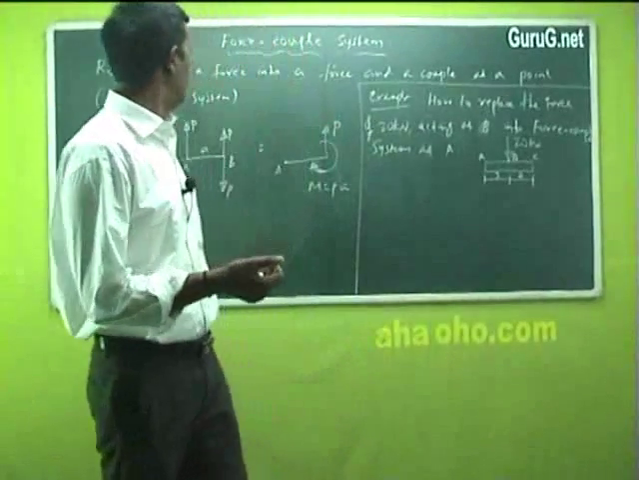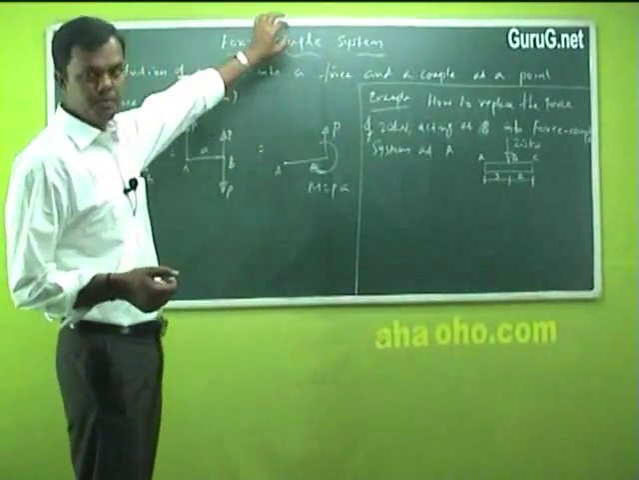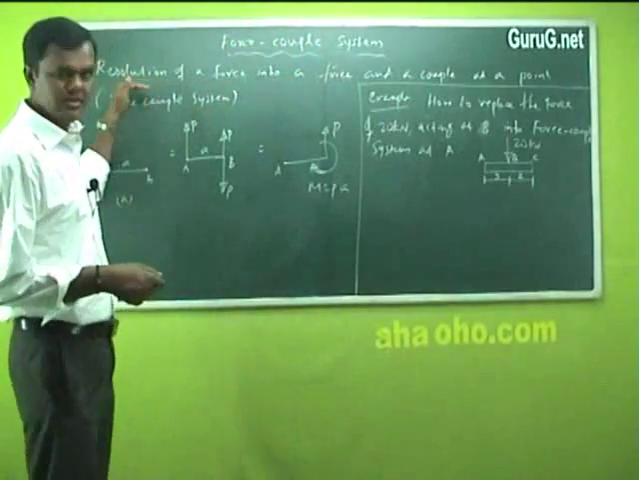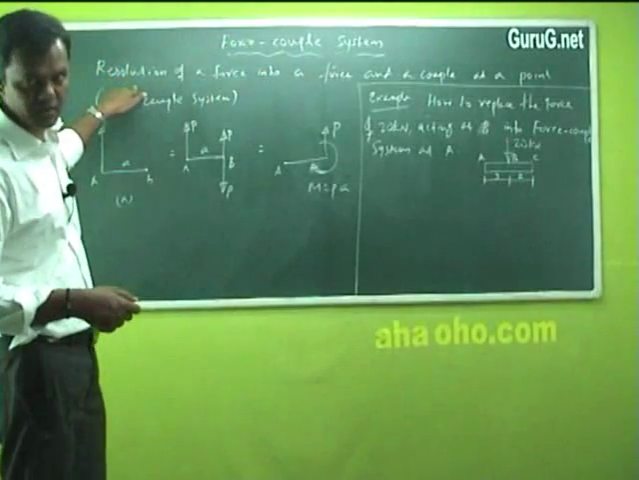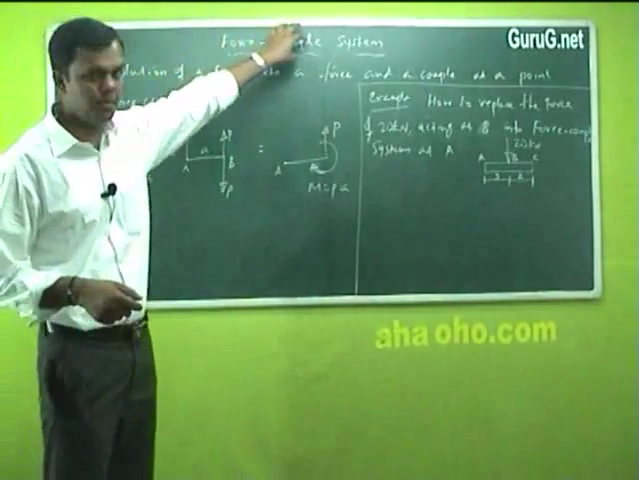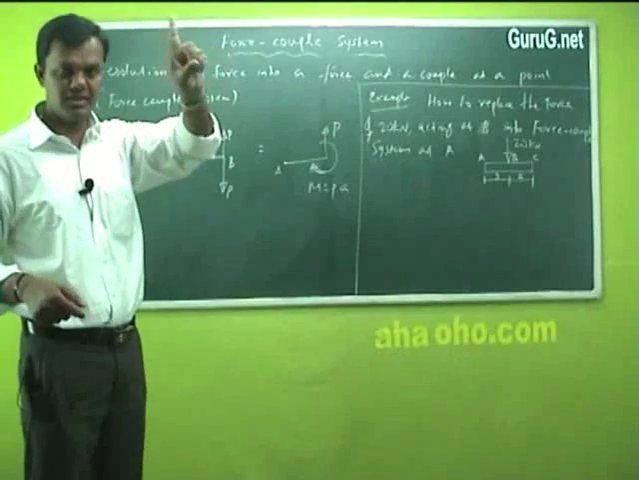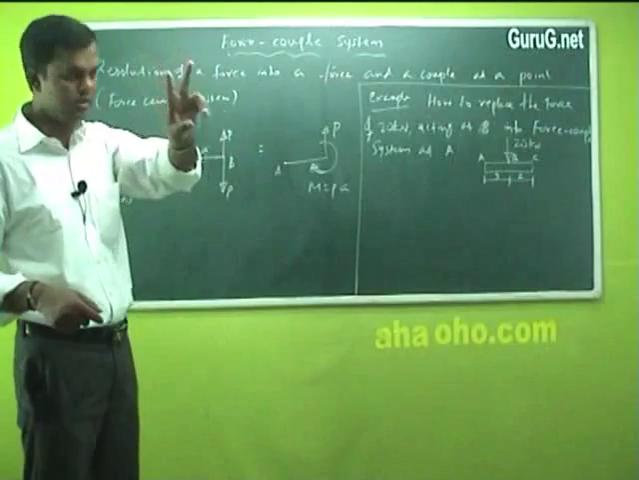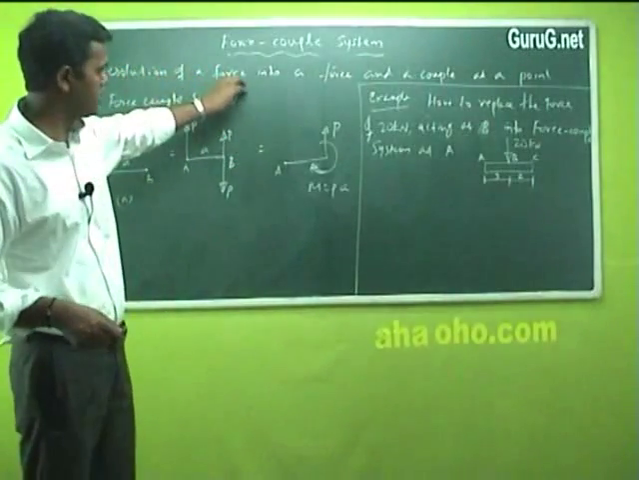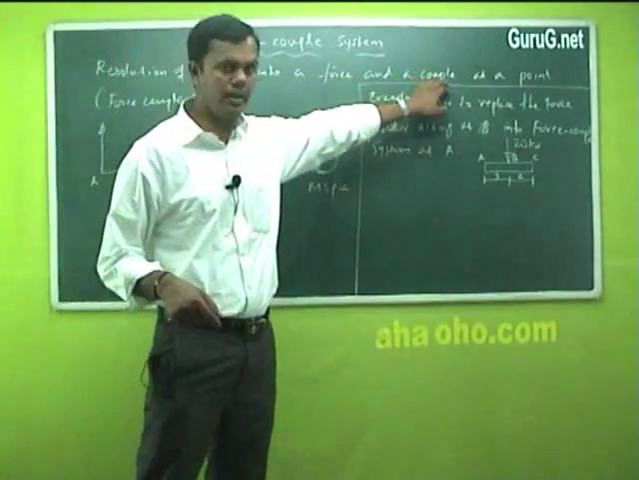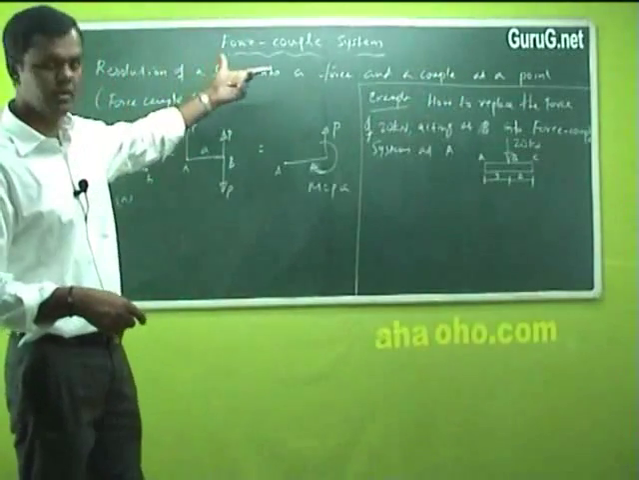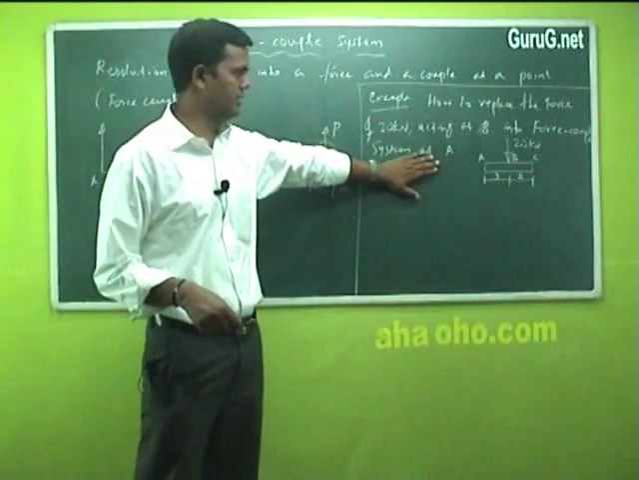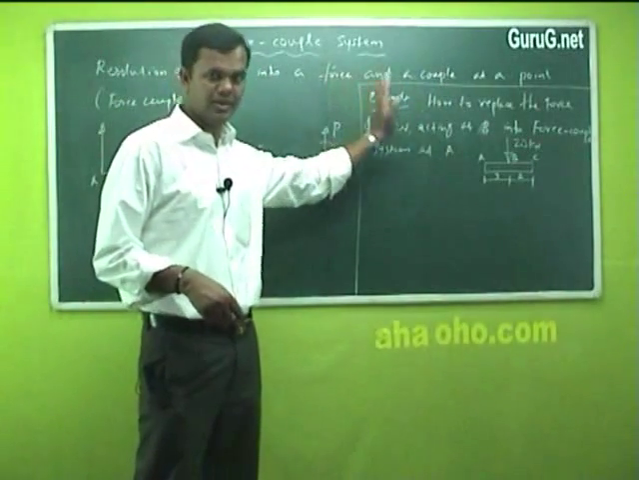And now I will explain what a couple is and what a force coupled system is. Here are the rules for converting a force into a coupled system. A force is a single force. How do we convert it into a coupled system? A couple means there should be two forces minimum. So, resolution of a force into a force and a couple at a point. This is the topic, and there's an example I have written here. I'll explain it next.